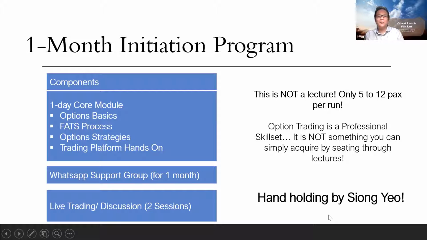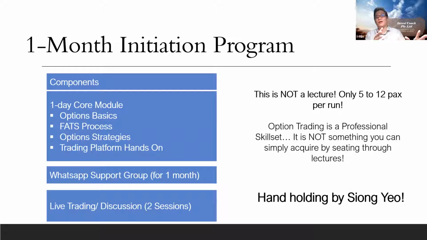Okay. Now, you may ask why we want to put in so much effort. Of course, it's easier for us to just do a huge class. The thing here is this: we realize options is a professional skill set. As I mentioned up front, options is a more risky strategy. It's a professional tool. We cannot expect that within 2-3 days, somebody can acquire the knowledge. So we don't think that just by sitting through lectures, you can actually get it. This is why we have this initiation program.